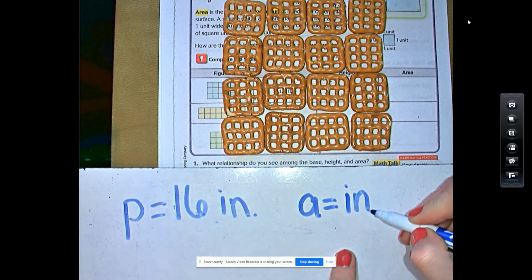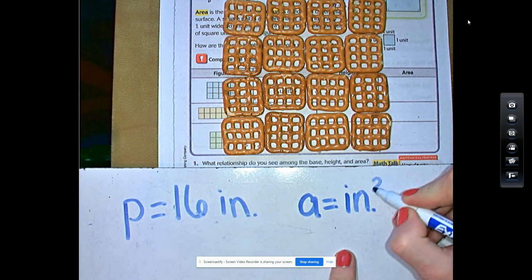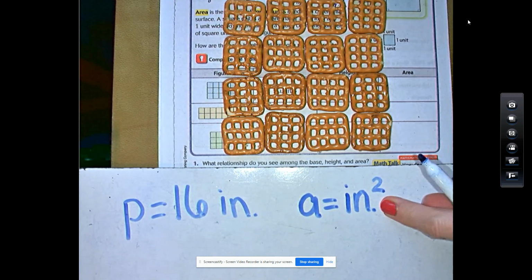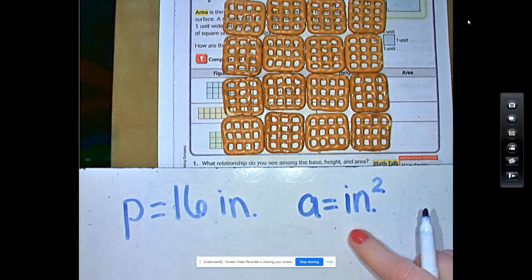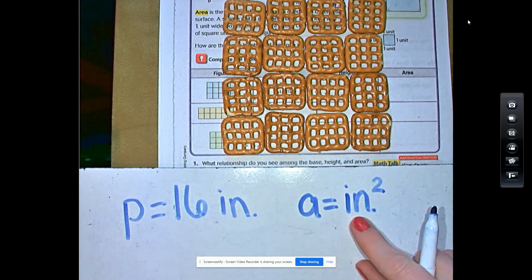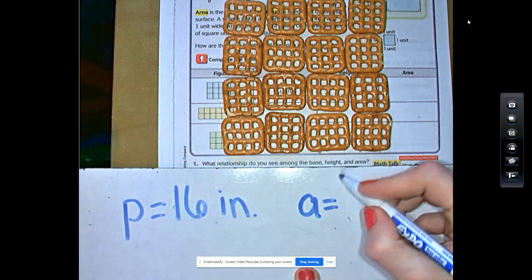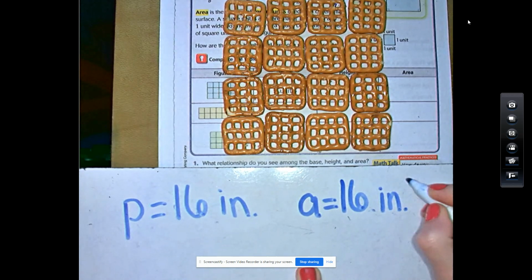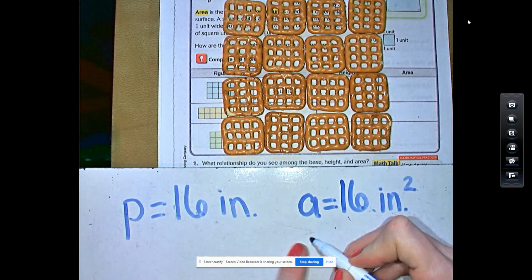Watch this. Inches squared. It's a little 2 up in the air. Look, it is not sitting on the same line as my I and N. It's up in the air. It's a little 2 and it's up in the air. And we read that area equals, whoops, I forgot to write my number, boys and girls. I got too excited about teaching you that. 16 inches squared.